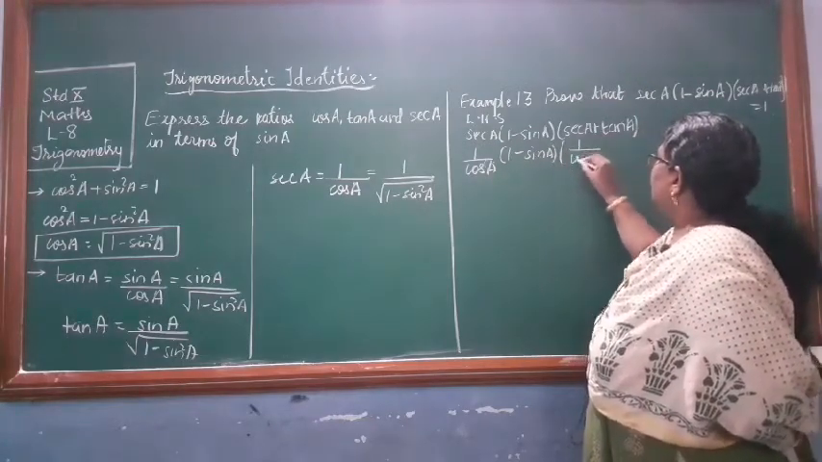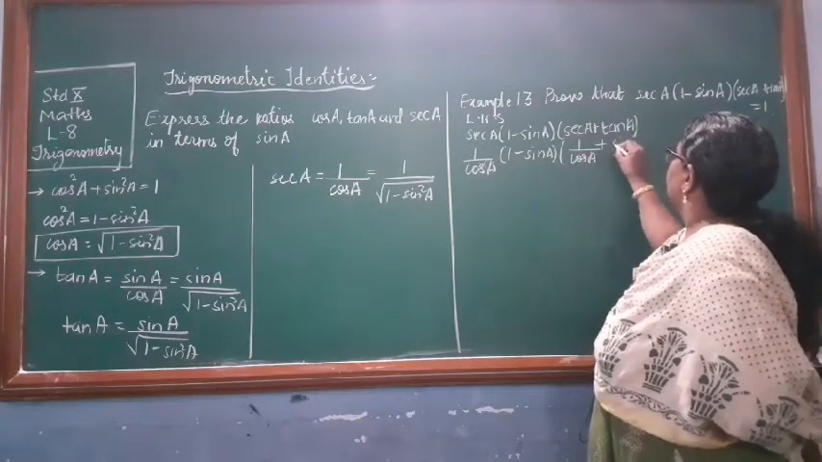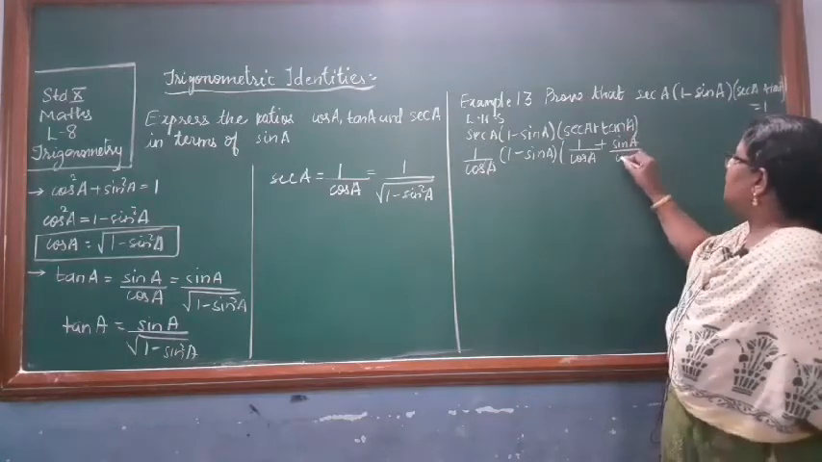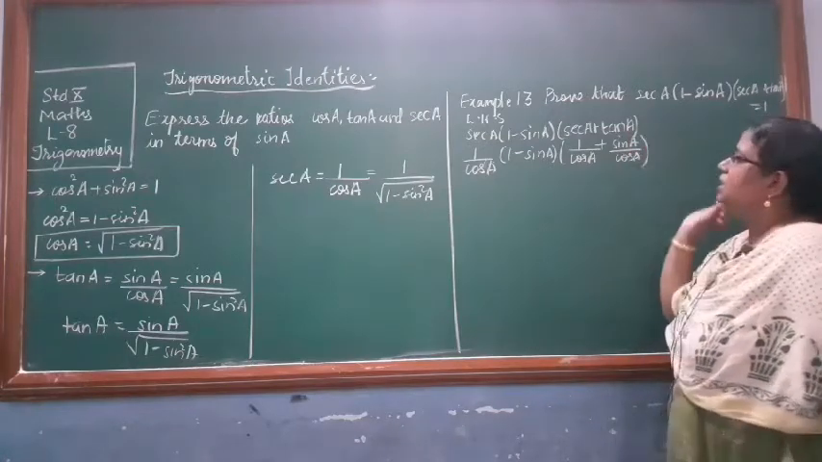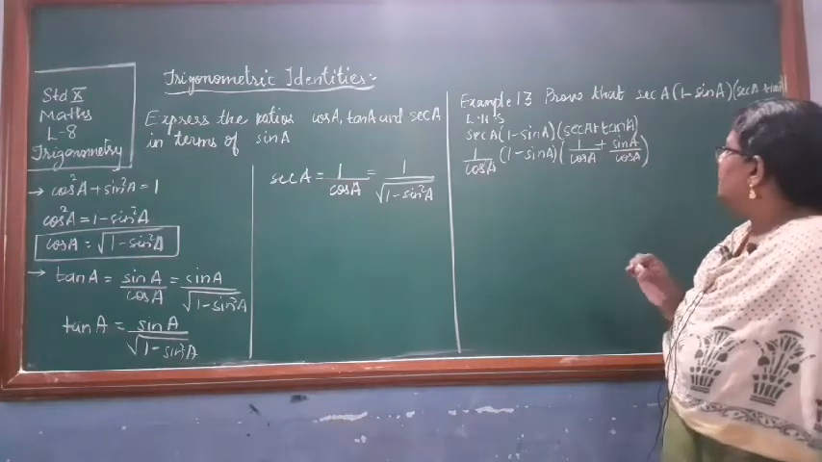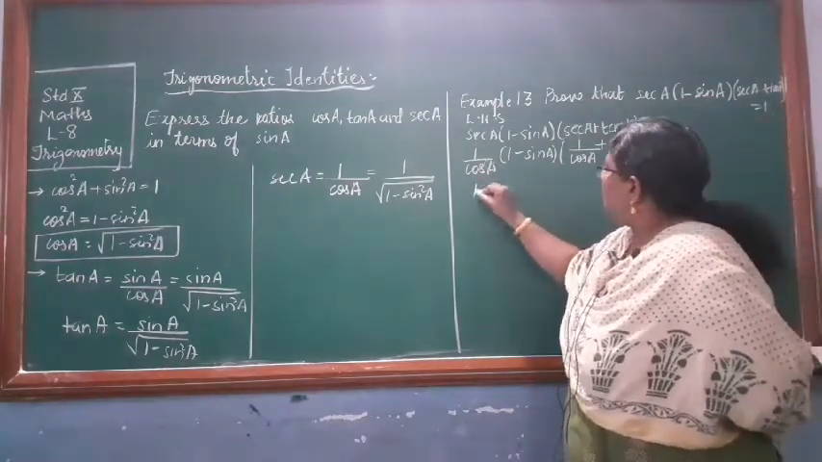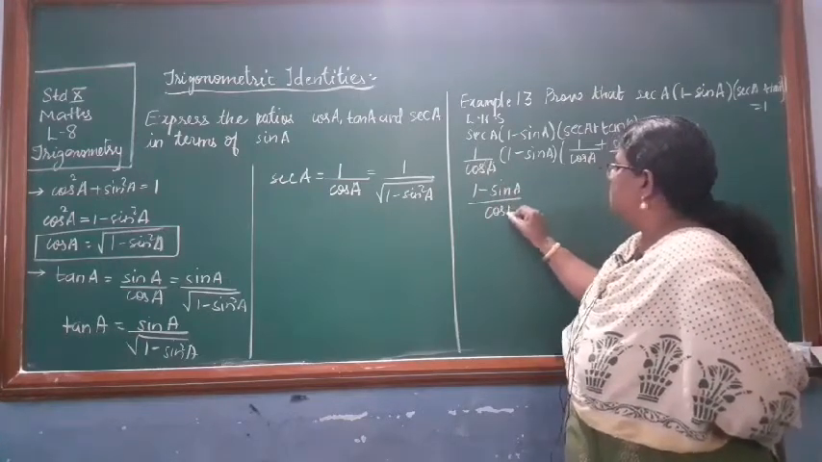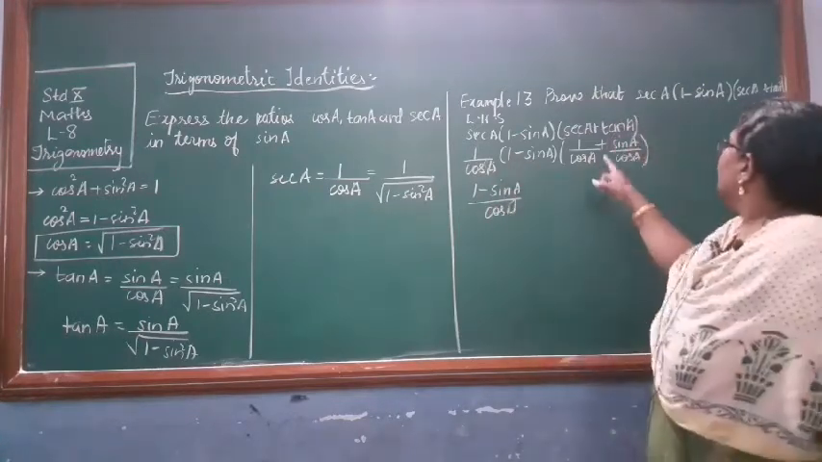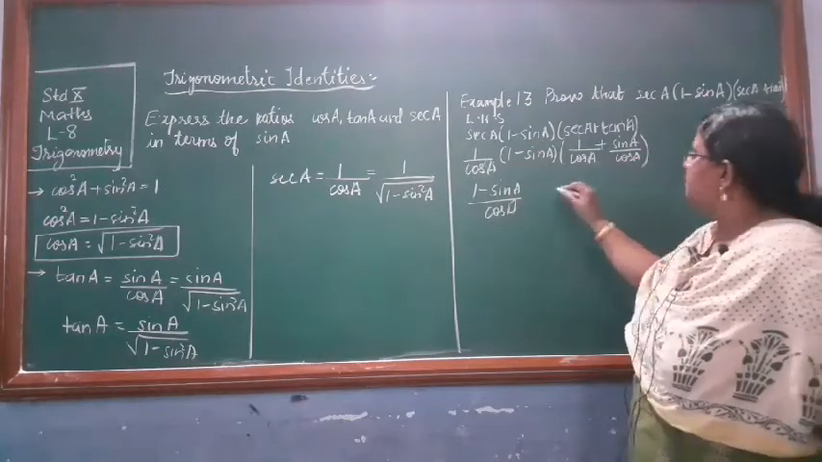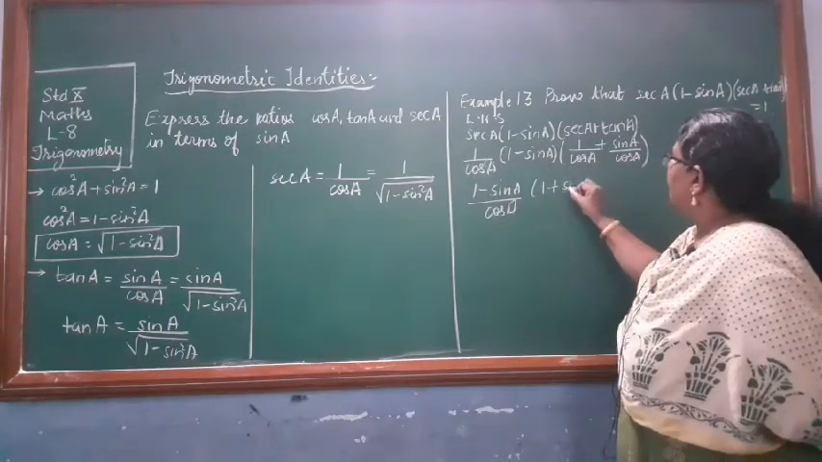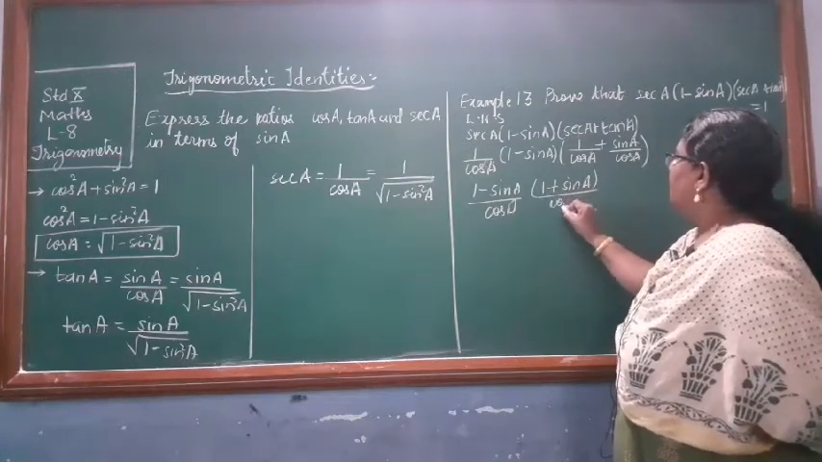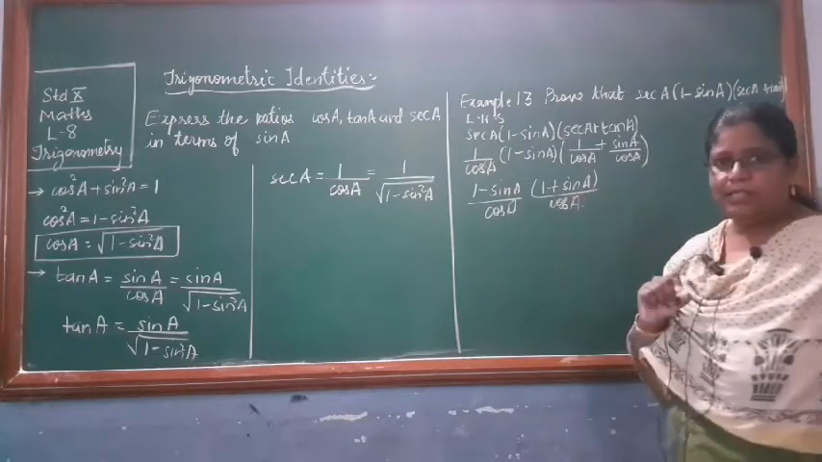Now this sec A I can write as 1 by cos A, plus sin A, what can you write tan A as? You can write tan A as sin A by cos A. So I make everything in the form of cos and sin. Now it is in this form, 1 minus sin A upon cos A, and I took them together. Both have cos A as denominator, so I can add the numerators, that is 1 plus sin A upon cos A.